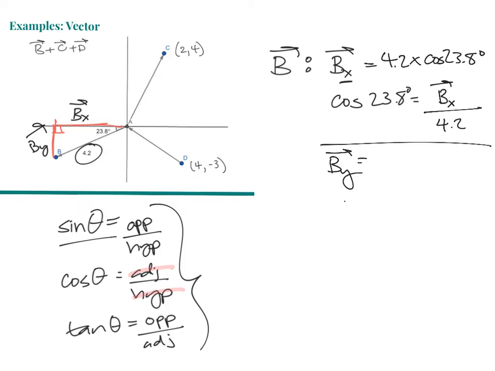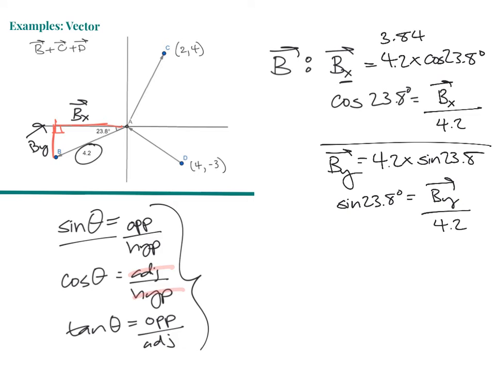So you get sine of 23.8 degrees equals opposite over hypotenuse. Multiply it out, get 4.2 times sine of 23.8. Right? So I'm going to math those out real quick. All right, when you math out for this top one, you get 3.843. And for the bottom one, you get 1.695.